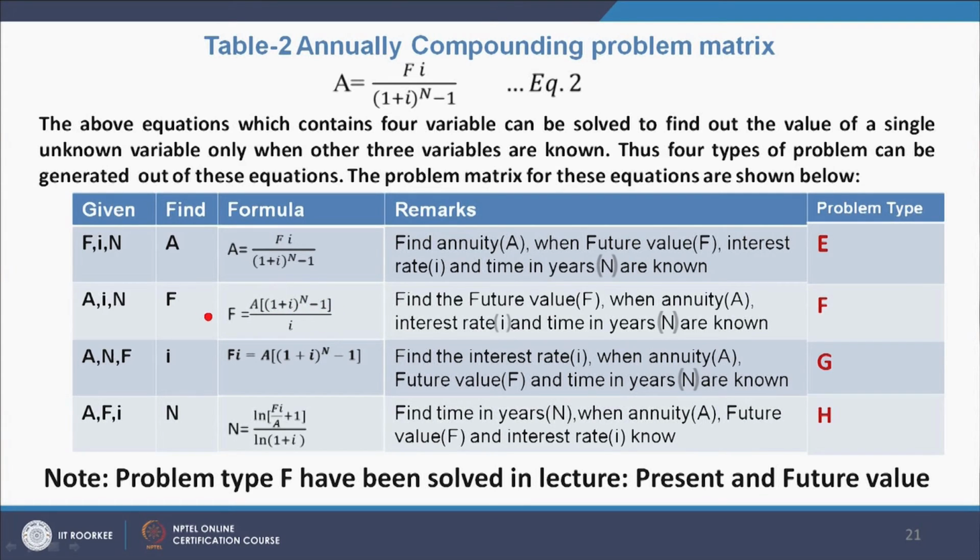So, this formula will be used to find the future value F when the annuity A, interest rate I, and the time in years n are known. We call such type of problem problem type F.